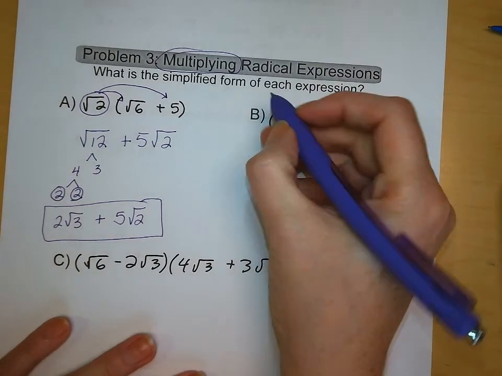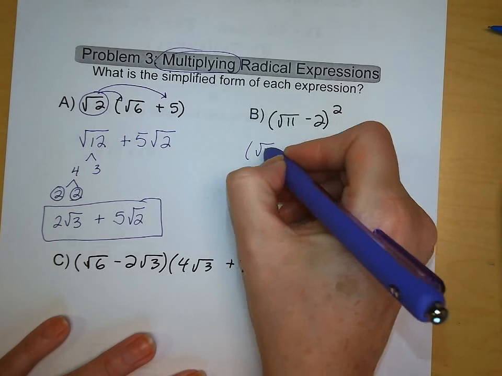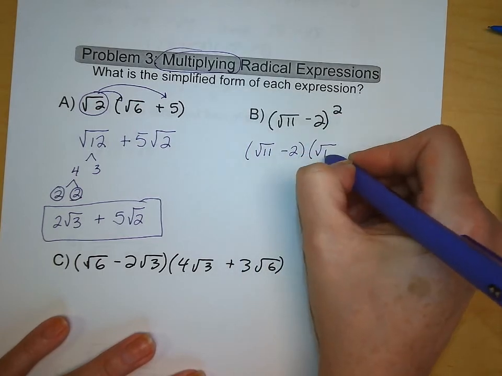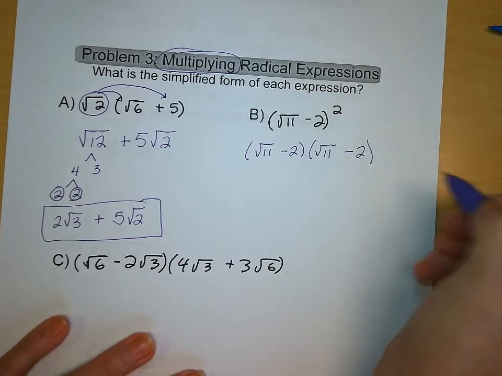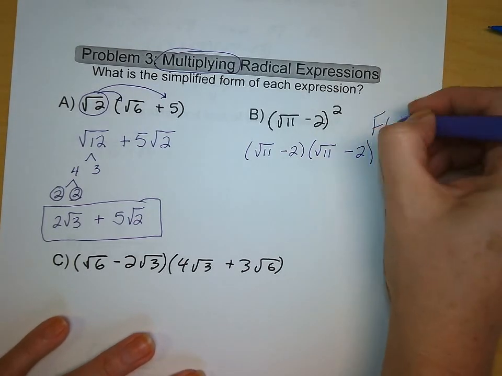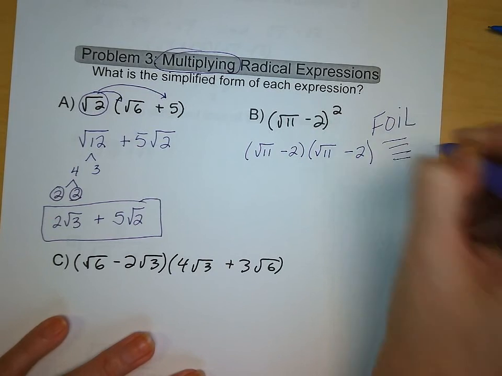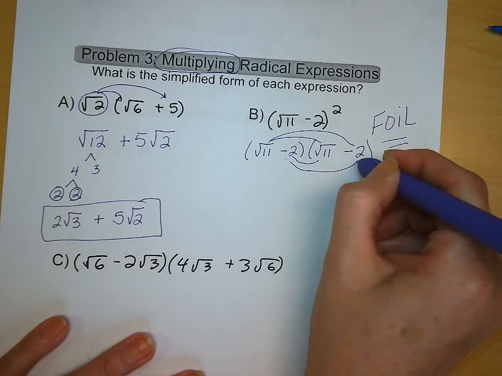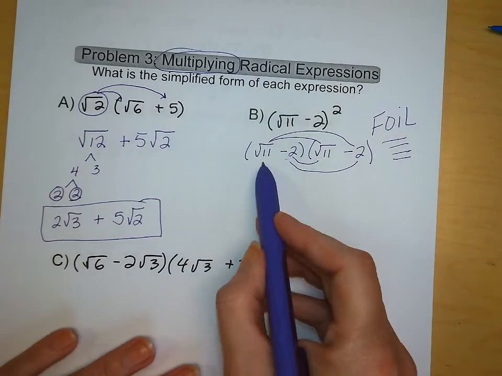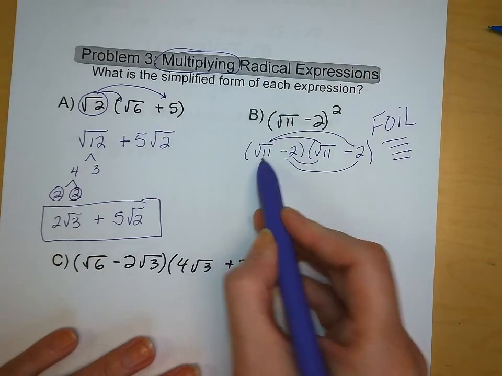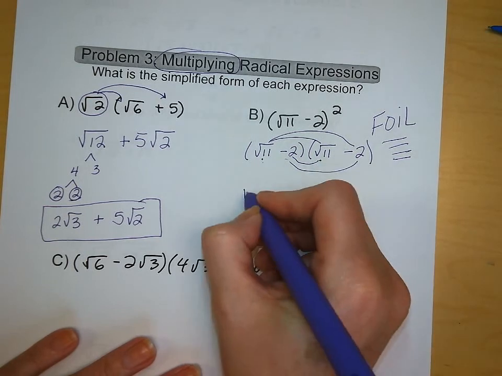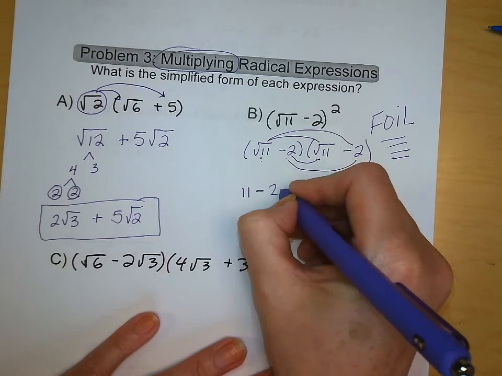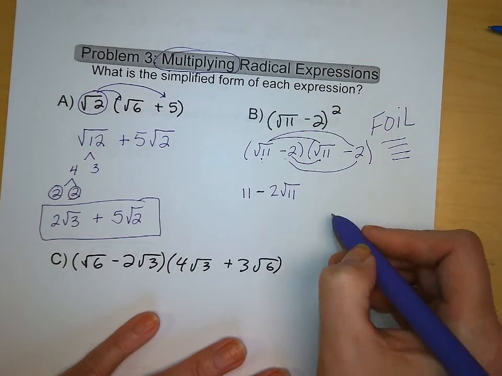That was funny. Letter B, we've got the quantity square root of 11 minus 2, squared. So if we remember, if we haven't beat this into your head enough, we like foiling. We're not just squaring each term, we need to use FOIL for this. First, outer, inner, last. So we've got the square root of 11 times the square root of 11 is just 11. We've got minus 2 square root of 11 minus 2 square root of 11 plus 4.